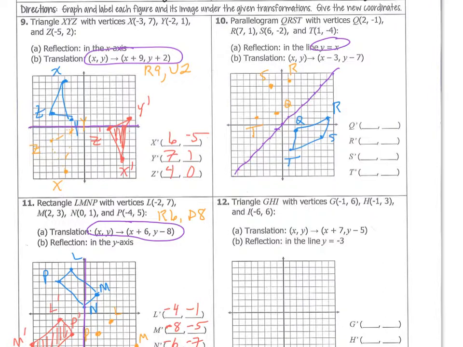Then the translation is pretty simple, right? What's our translation going to be? What's our right-left movement? So here's what we're looking at. What's our right-left movement? The negative 3 is left 3. And what's the negative 7? Down 7. So you're going 2 negative directions from the reflected points. Okay? So you plot as you will. And then name your ordered pairs as you go.